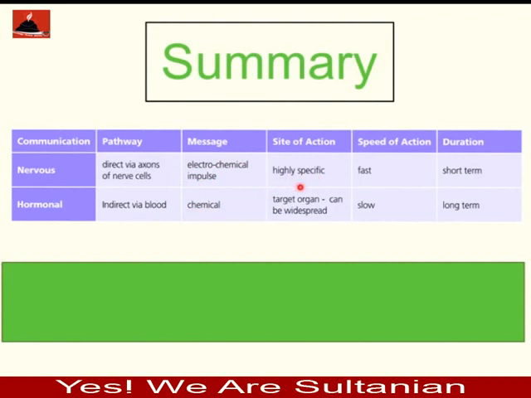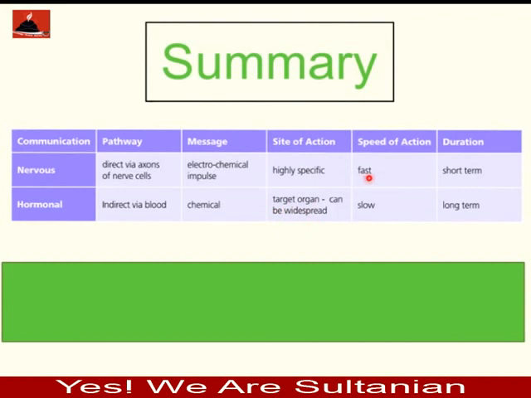Nerve messages are highly specific in their site of action. If I ask you to move your left index finger, you will only move your left index finger, which means it's being highly specific. The hormone message can be specific due to the receptors in the target cells, but it can also have a widespread effect and affect more than one part of the body at once. It can target whole organs as well.